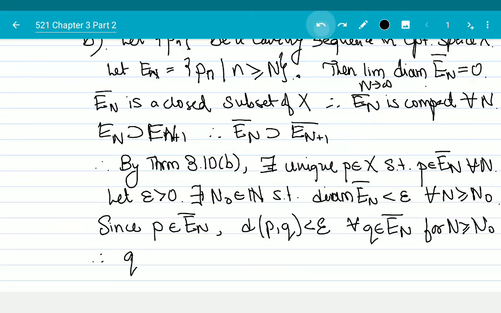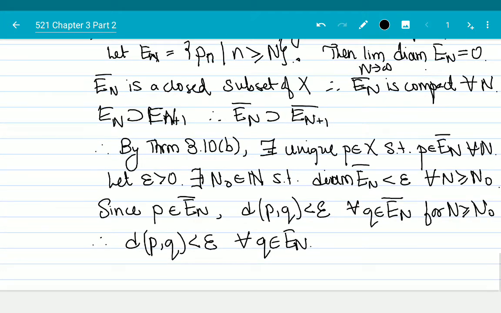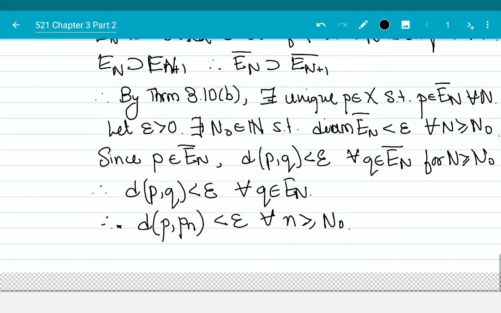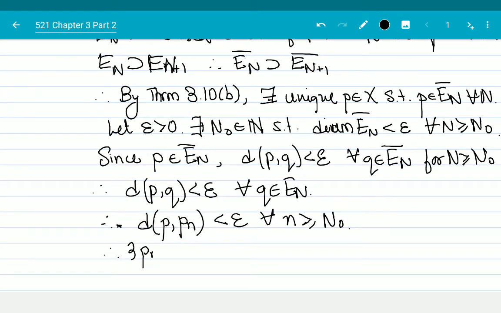No, sorry. Therefore, the distance of P comma Q is smaller than epsilon for every Q belonging to En. Sorry, I read that wrong and confused myself for a second. Okay. Therefore, if this is happening, in other words, the distance of P comma Pn is smaller than epsilon for every n greater than or equal to n naught, right? Which means Pn converges to P.